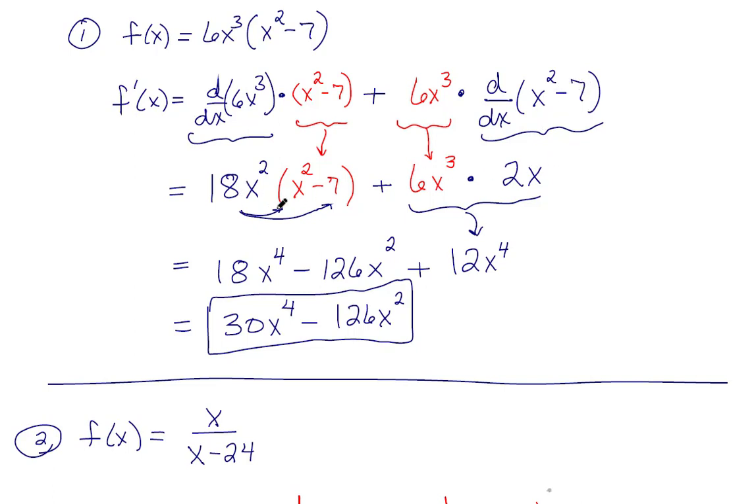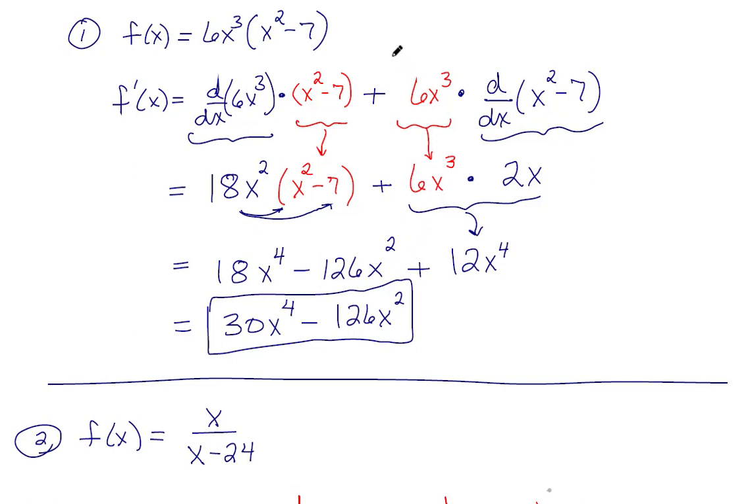So now I'm going to distribute. So 18x squared times x squared is 18x to the fourth. Minus 18 times 7 is 126x squared. And now 2 times 6 is 12, x cubed times x to the fourth. Now we can at least combine the 18 and the 12 to give us 30x to the fourth minus 126x squared. Now that's using the product rule.